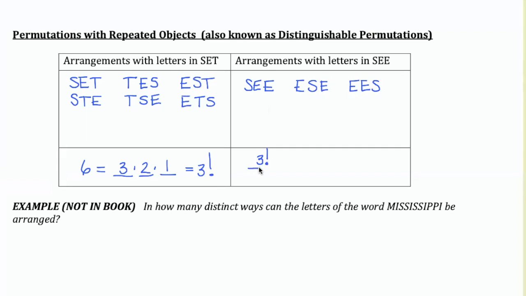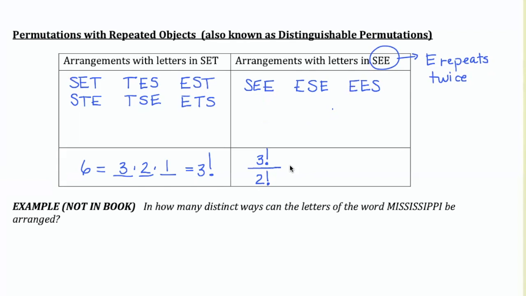And you're going to remove some of those possibilities because we can't distinguish them. So that involves doing the opposite of the multiplication rule. We're going to divide out some of the possibilities. And what you need to divide out is you want to identify what repeats and how many times. So in SEE, the letter E repeats and it shows up twice. So what I'm going to do is put that number of repetitions in the denominator as a factorial.